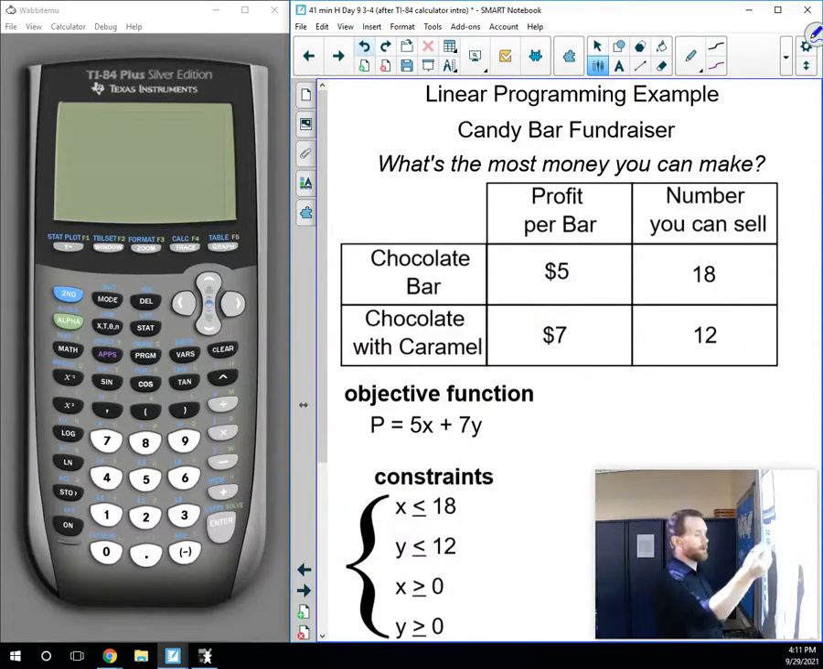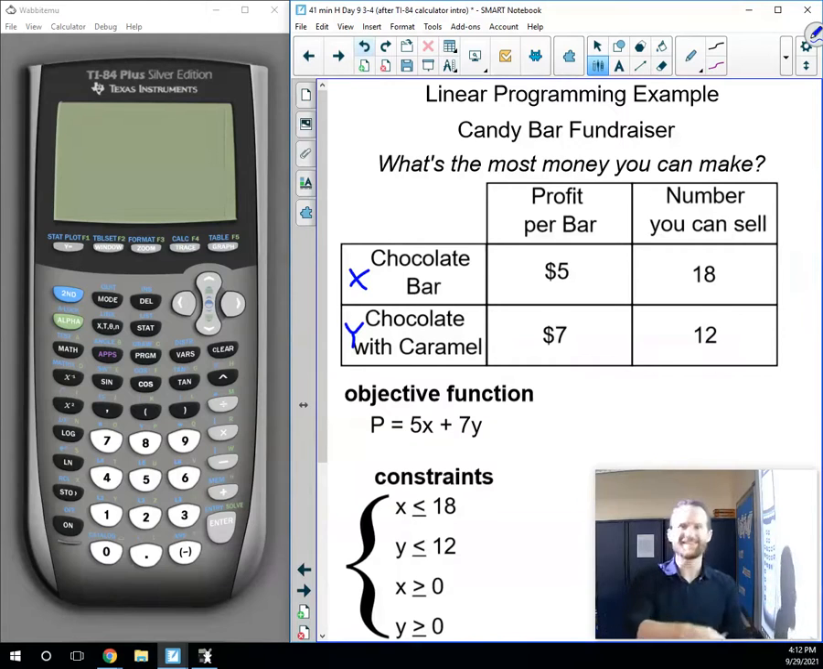So essentially what they said is, okay, we're going to make X the chocolate bars and Y the chocolate bars with caramel. So 5 times X plus 7 times Y will give us the total amount of profit, because it's 5 per X and 7 per Y. That gives us the profit.